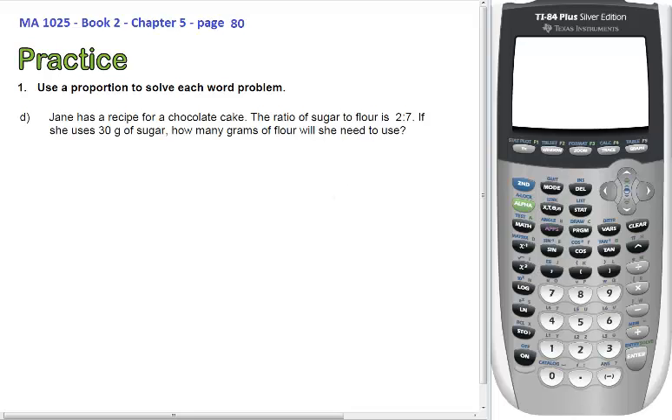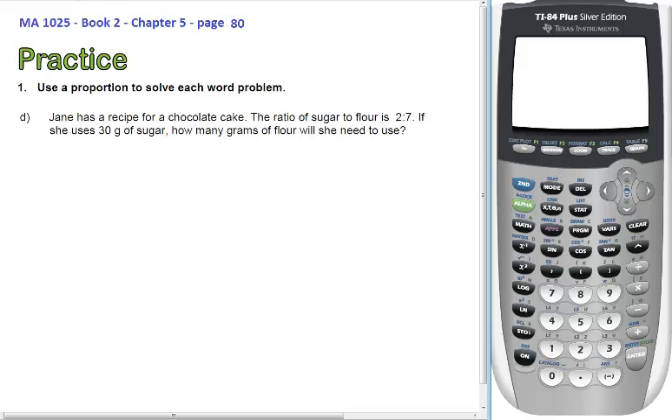Hello students, we're going to look at a solution now to one of your practice problems. It's found on page 80 in your second booklet. That's chapter 5. This one is dealing with proportions, using proportions to solve a word problem. So let's get right to it.